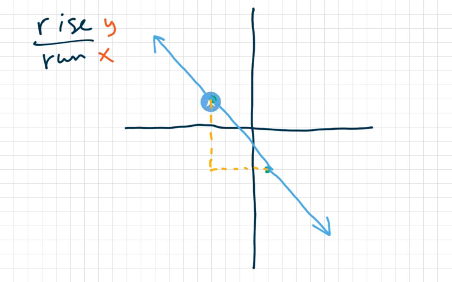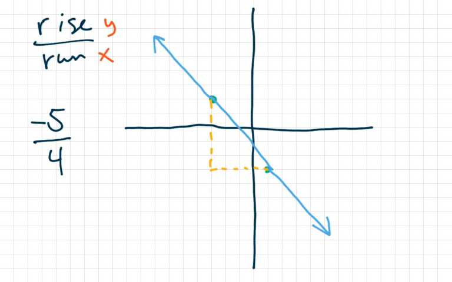So I'm going to start here, and I'm going to say rise goes down. 1, 2, 3, 4, 5. Okay, so my rise is -5. Because I went down, the rise is negative. And then I'm going to go to the right 1, 2, 3, 4. Okay? So my run is +4. When you go to the right, your run is positive. If I go to the left, my run is negative. If I go up, my rise is positive. If I go down, my rise is negative.